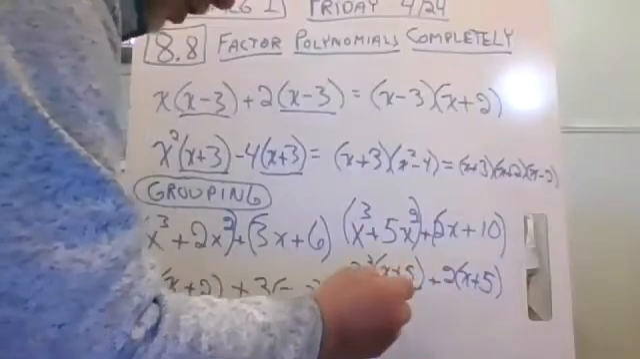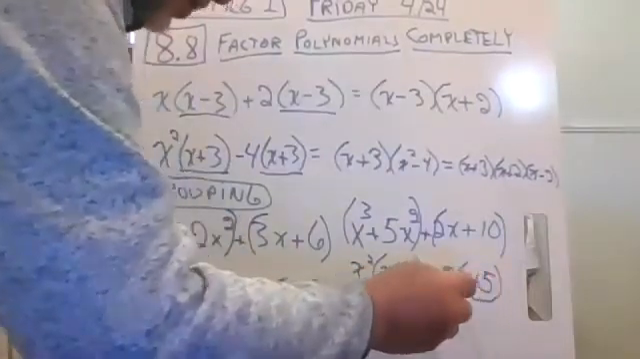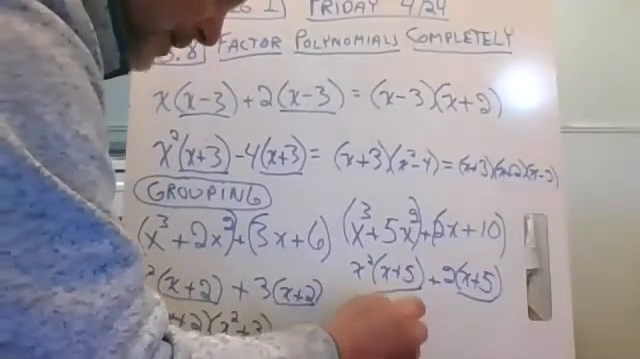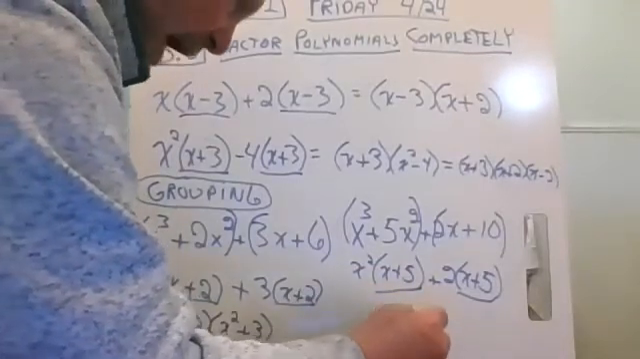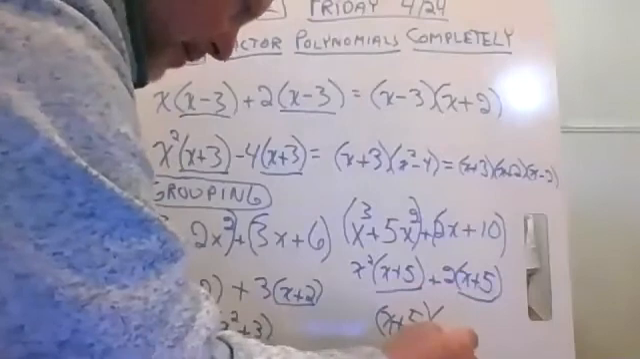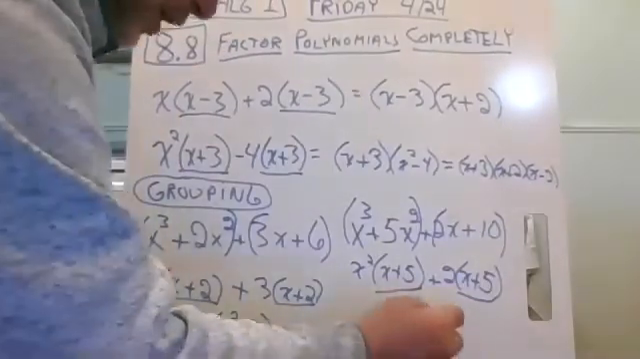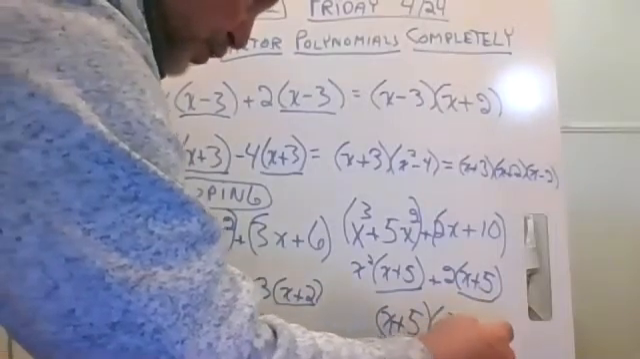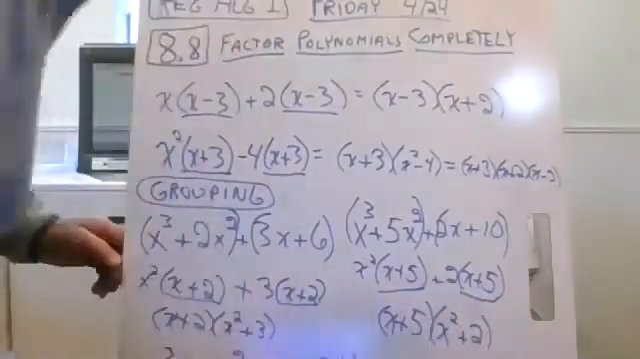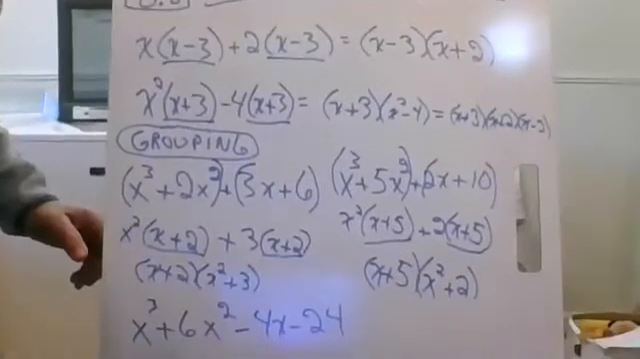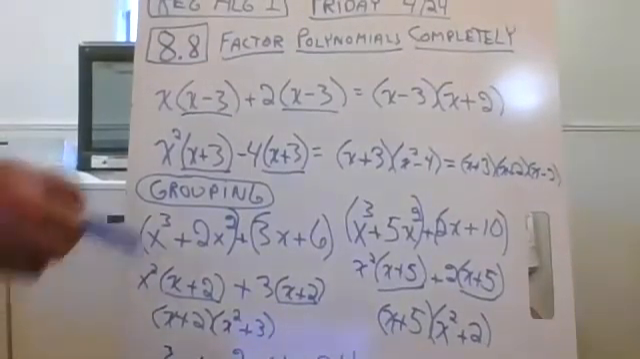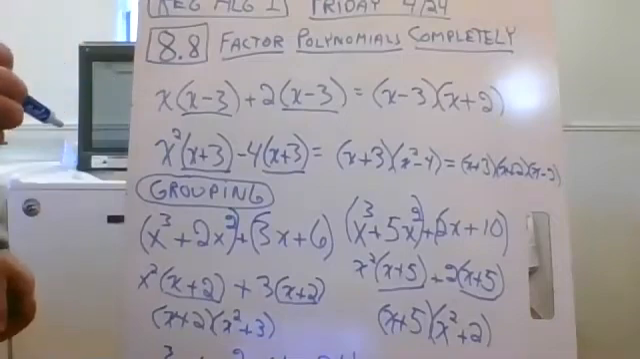And now you look at this and you see that x plus 5 is common. And so the x plus 5 comes out, and then it leaves you with the x squared plus 2. And there it is. Can we see that? Okay. That's the method of grouping.